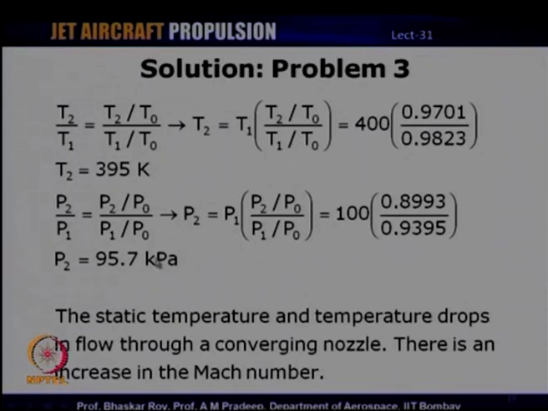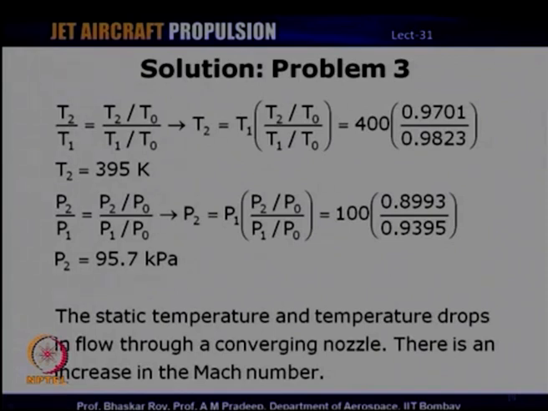So, you can see immediately that at the exit of the nozzle, the static pressure and static temperature are lower than the inlet static pressure and inlet static temperature. Inlet static temperature was 400 Kelvin, that has now reduced to 395 Kelvin. Similarly, inlet static pressure was 100 kilopascal. At the exit of the nozzle, it becomes 95.7 kilopascal. This is accompanied by a corresponding increase in Mach number.